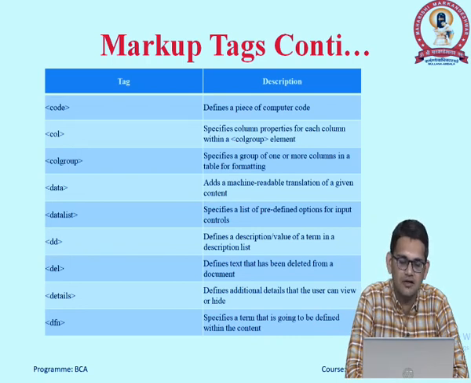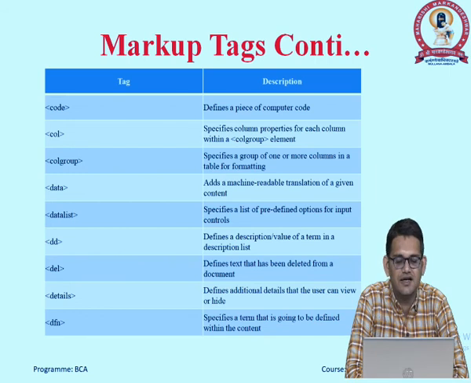In the continuation of the tags, we now have the code tag. It defines a piece of code, or we can say a piece of computer readable code. Next one is the col tag. It specifies the column properties of each column within a table. Next one is the colgroup. It specifies a group of one or more columns in a table for formatting. Next one is the data tag. It adds a machine readable translation for a given content. This is used to add machine readable content for any data.